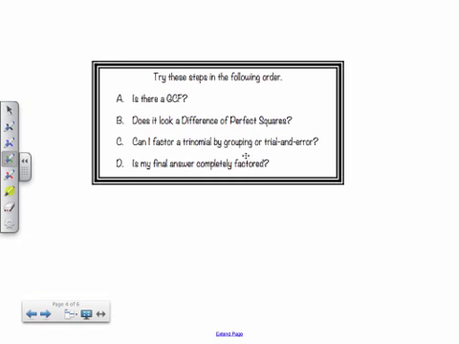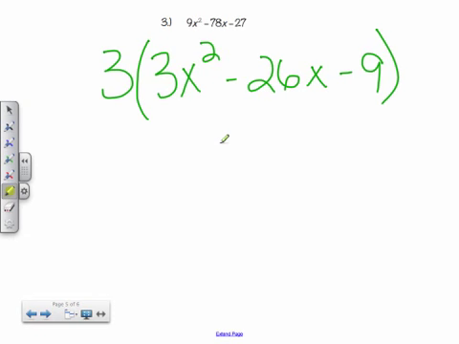Can I factor a trinomial by grouping or trial and error? Because it's a trinomial, let's look and see if I really have a trinomial in my example. I do have a trinomial here, which means that I can factor this possibly by grouping or trial and error. It's not always necessarily factorable, but it does look like it might be a little bit promising. So let's try it and see what happens.